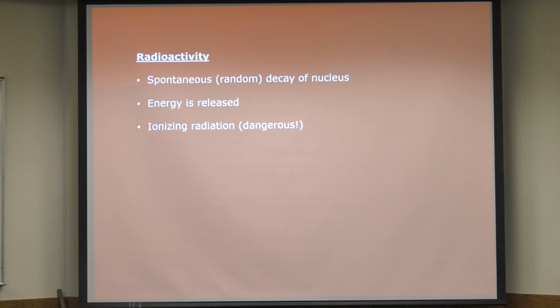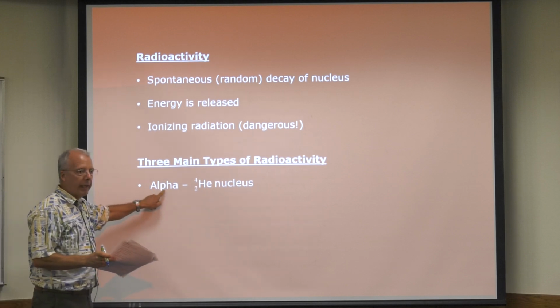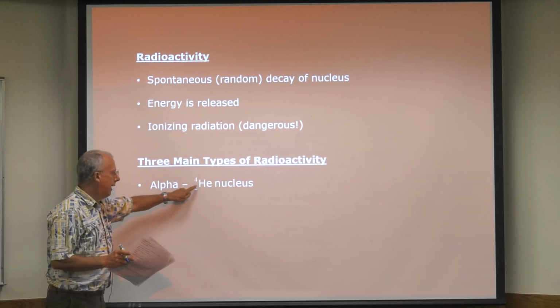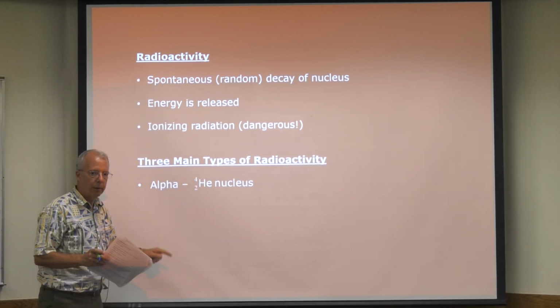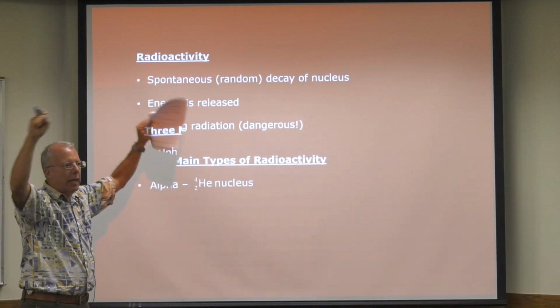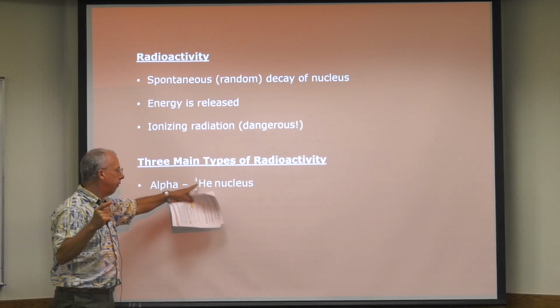Now, there are three main types of radioactivity. The first one is called alpha. What's an alpha? An alpha particle is what's getting emitted. An alpha particle is a helium-4 nucleus. In other words, you have this radioactive isotope, and it has too much energy, it's unstable, so it spits out an alpha particle. It's spitting out a helium-4 nucleus.